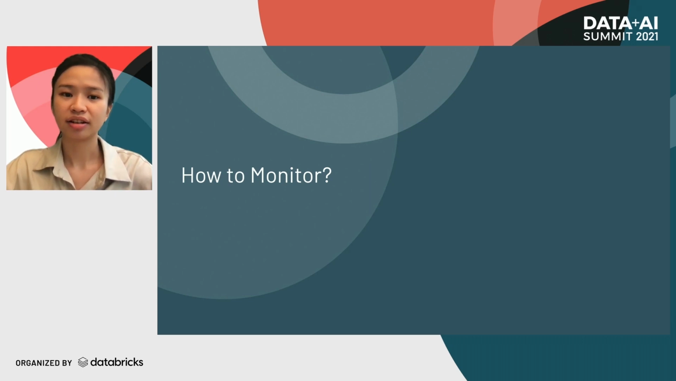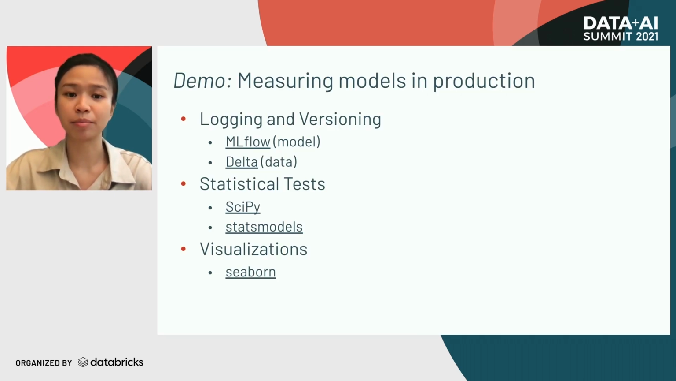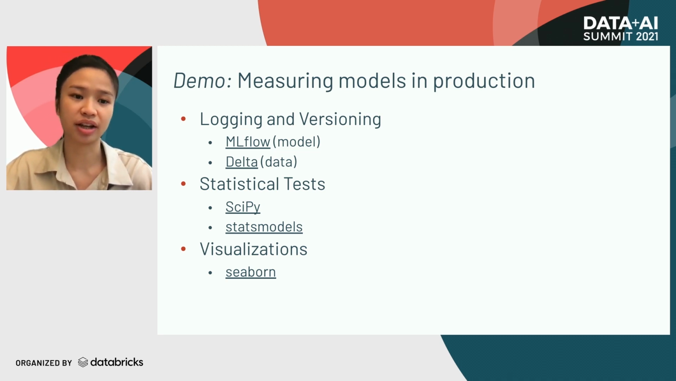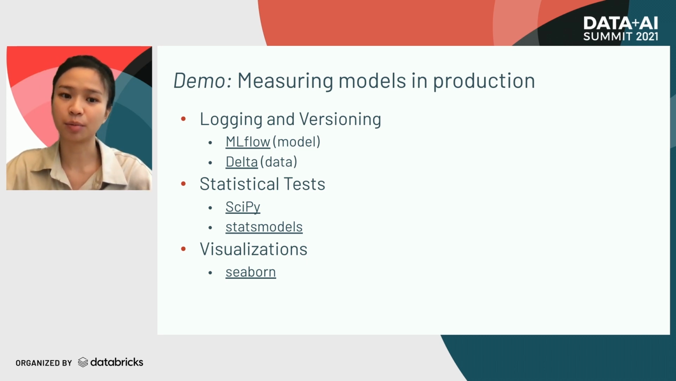So let's look at the tools that we can use to measure and monitor the models in production. Currently there is no single open source solution that provides a robust means for us to do this. So we have decided to pull some from several open source libraries, implement some of the tests on our own, and incorporate these tests in our demo workflow. In particular, we used MLflow for model tracking and Delta for data tracking. For statistical tests, we used the two-sample KS test, Levene test, and chi-square test from SciPy and statsmodels respectively. And for visualizations, we used the Seaborn library.